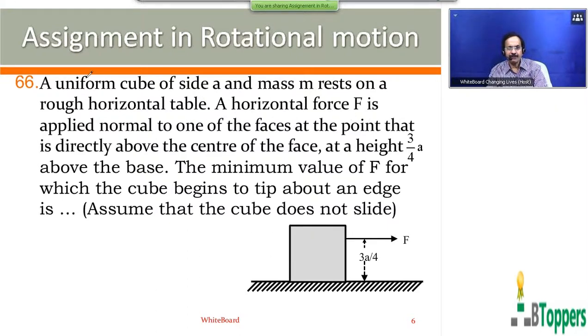A horizontal force capital F is applied normal to one of the faces at the point that is directly above the center of the face at a height 3a by 4 above the base. The minimum value of F for which the cube begins to tip about an edge is. Assume that the cube does not slide. You can copy the figure or try the question now. Please take a pause and finish trying the question.